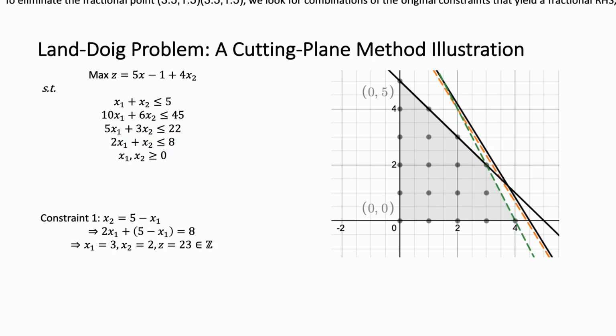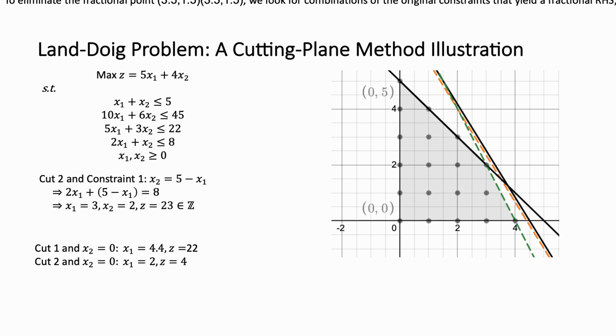So let's verify this. Check the intersection of constraint 1 and cut 2. So what we see is it gives us an integer value. x sub 1 is 3, x sub 2 is 2, and z is 23. z equals 23 is an integer. If we check other candidate corners in the feasible region, you can see that no other corner yields a higher integer objective function value, meaning none of these gives us something higher than 23.